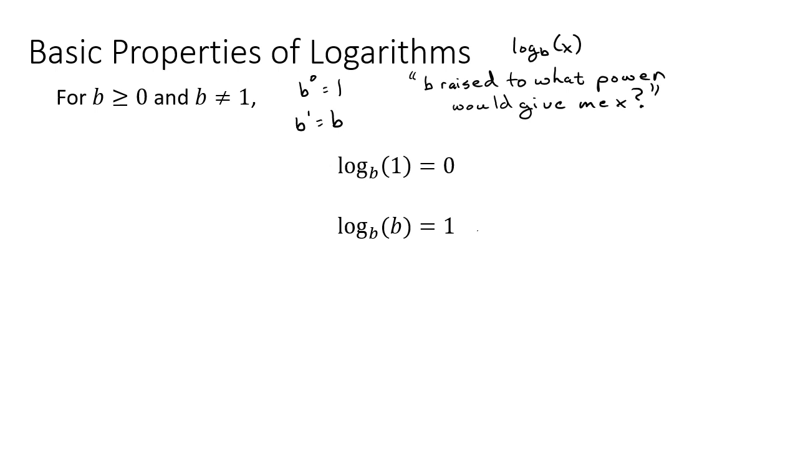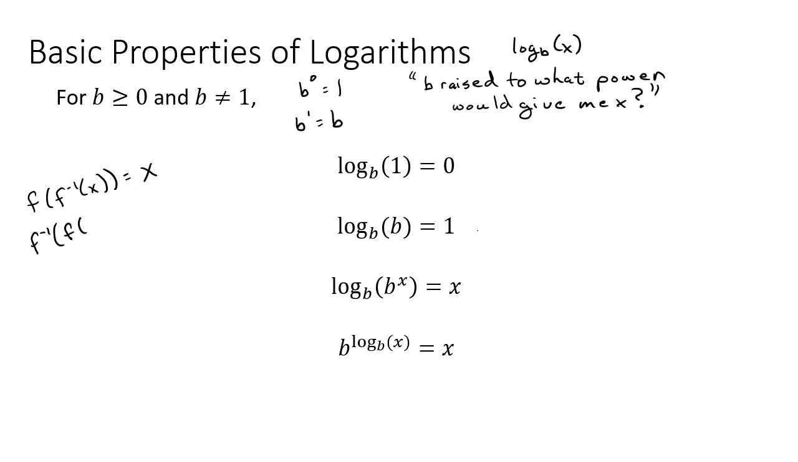And then the next two properties together are called the inverse properties of logarithms. This is because of what we talked about when we covered inverse functions, where if you have a function and its inverse and you compose them, they essentially cancel each other out and just give you x, no matter which direction you compose them in. Well, log base b and exponential base b are inverses of each other. So if we compose them, if we have b to the x inside of a log base b, those will cancel each other out and just give you x.